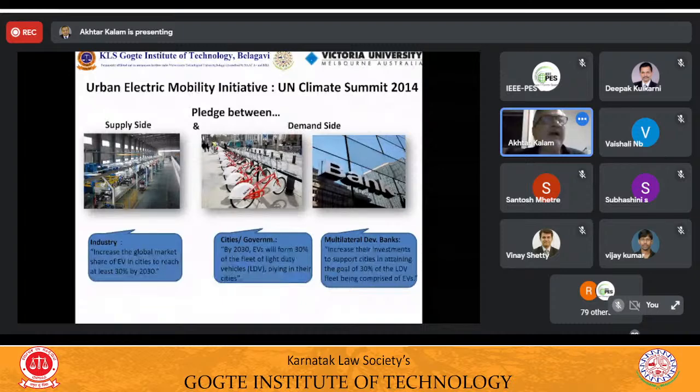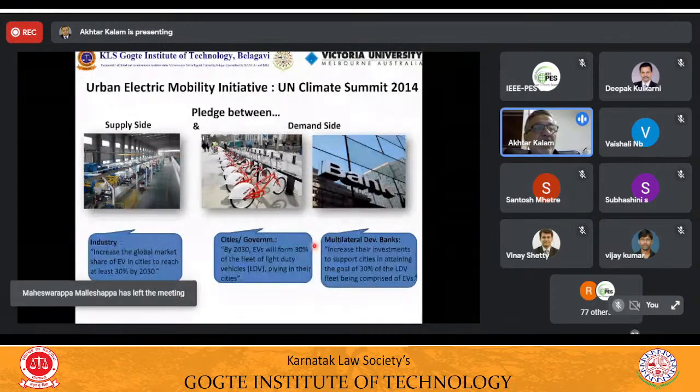And you will have multilateral development banks, which will increase the investment to support so that they can attain the 30% goal of light duty vehicles, which will be mainly comprising of electric vehicles. Then there will be a pledge between the supply and the demand side.